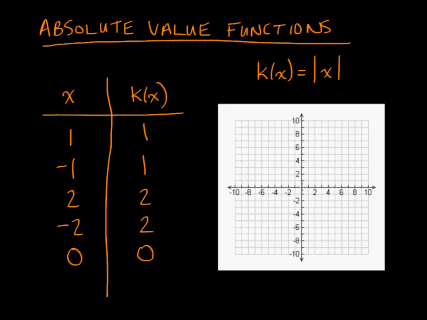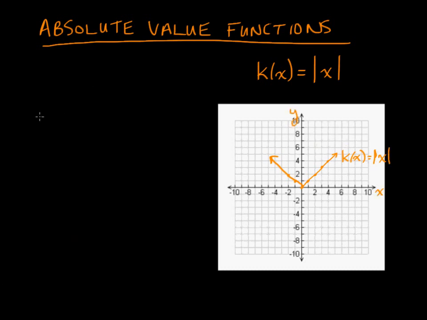So if we start plotting these points, the point 0, 0, 1, 1, 2, 2, negative 1, 1, negative 2, 2. And if you think about it, if we have an x value of 3, that's going to be positive 3. X value of 4, that's going to be positive 4. And that pattern is going to continue in both of these directions. So here's our parent function for absolute value. So again, let's label the equation on the graph and label the x and y axis.